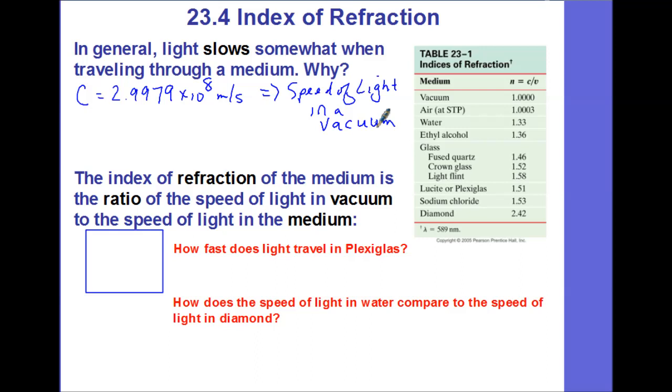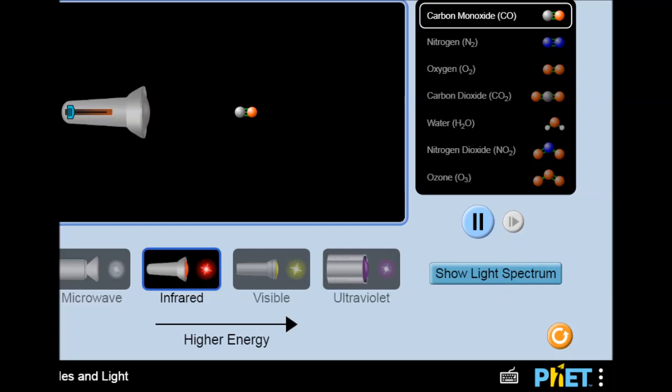Now, when light travels through something of substance, like maybe air or water or diamond, it does slow down. And let's see if we can figure out why that is. Let's go ahead and pull up this simulation here. Here I have a little light source currently turned off. We've got a carbon monoxide molecule that we're going to shine some light on. Carbon monoxide is a carbon and an oxygen atom, bonded with what looks like a triple covalent bond. And let's go ahead and turn on the light source.